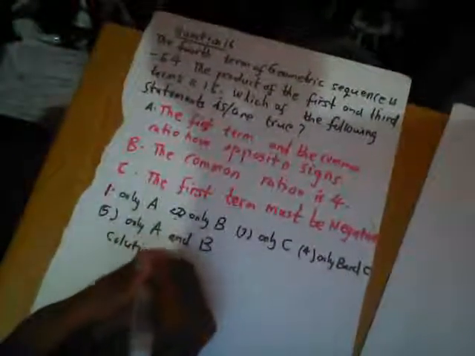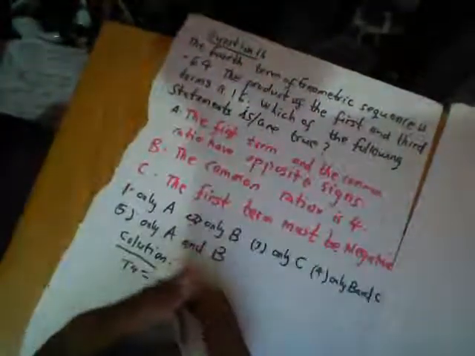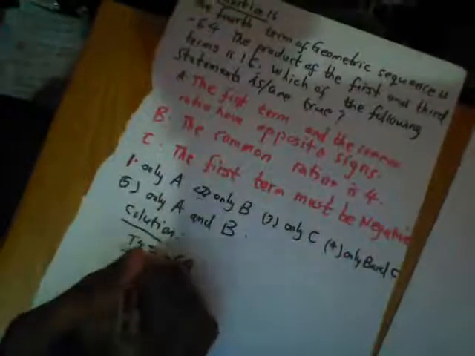So now we say solution. The fourth term of the geometric sequence means term 4 is 64. And the product of the first and third term means term 1 and term 3 equal to 16. Which of the following statements is true?